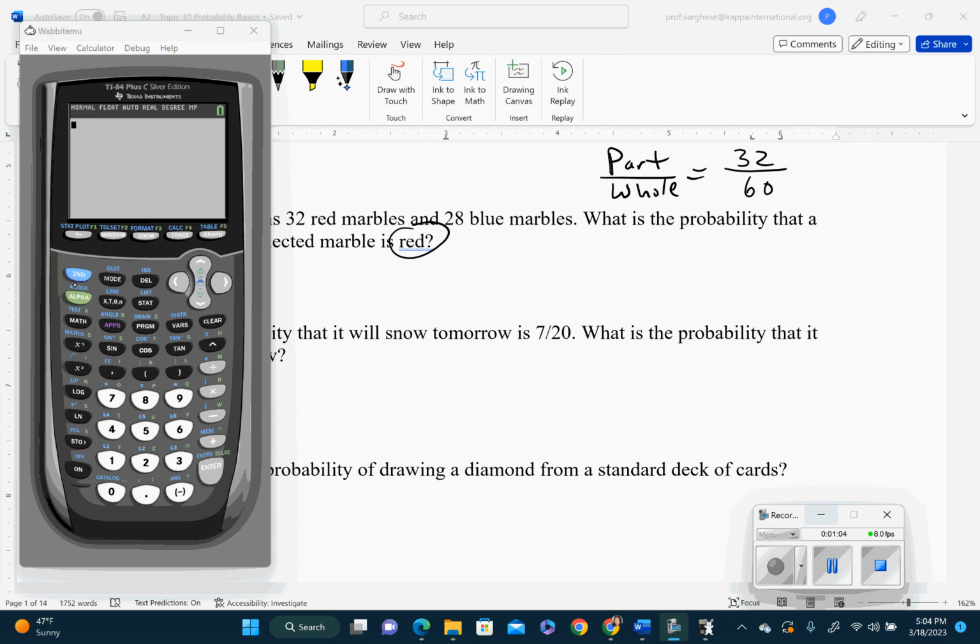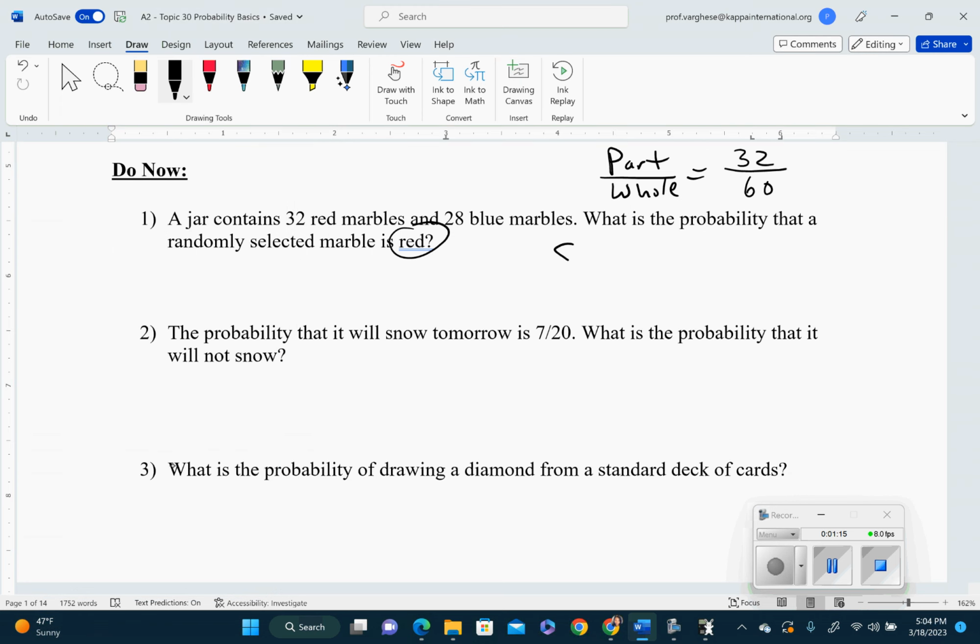We already know how to do that, right? Alpha y equals option number 1, put the 32 on top, the 60 on the bottom, and the calculator does the simplifying for you. So it's 8 out of 15. So the answer to this question is 8 out of 15, okay?